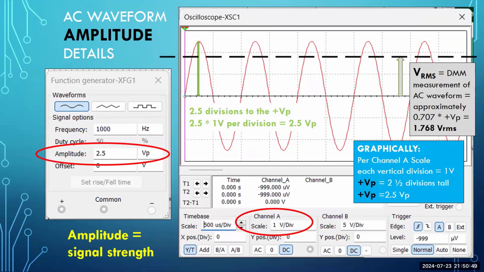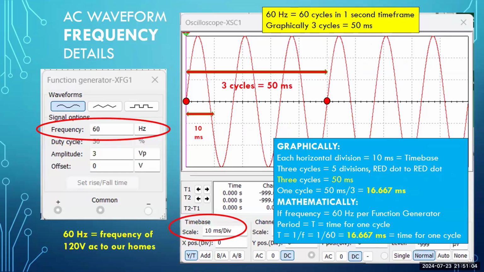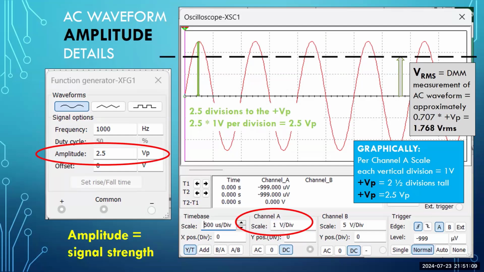All right. We're now into 1,000 hertz or 1 kilohertz. And here we're looking at amplitude. So previously we were looking at frequency details. Now we're going to look at amplitude details, how to read the peaks. And amplitude, to reiterate, as I've put at the bottom of the slide, is signal strength. How big is this signal? How tall is this signal?